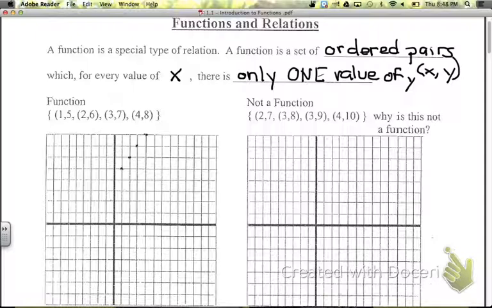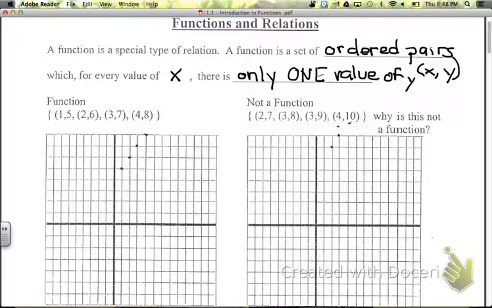The next one that we look at is not a function. So this is an example where a function doesn't exist. So let's graph this. We have 2, 7. So over 2, up 7. We have 3, 8. This will go off the page a little bit at 3, 9. Sorry about that. And 4, 10 would be a little bit higher up here as well.